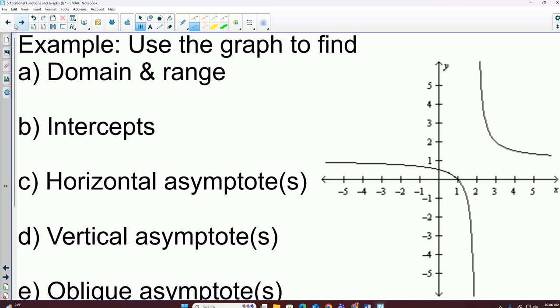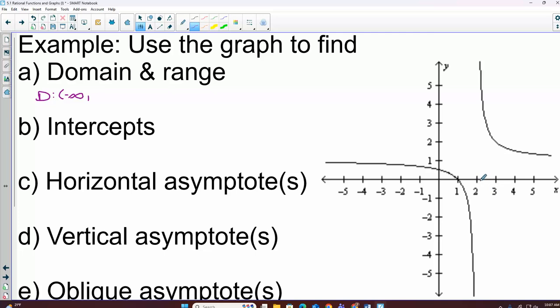I want to give you a graph and see if you can answer some questions by looking at it. Domain and range. Domain is referring to my x values. Range is referring to my y. Okay, I don't have any lines drawn in. My x's, it's coming from negative infinity if I go from left to right.